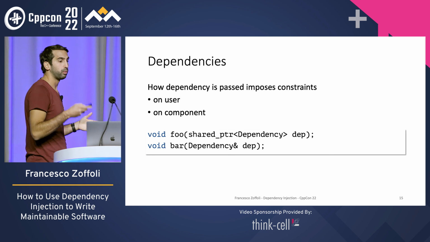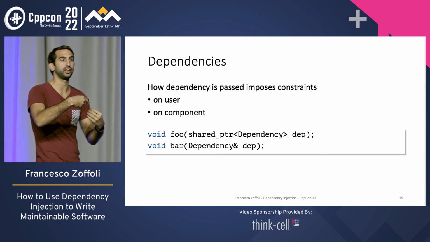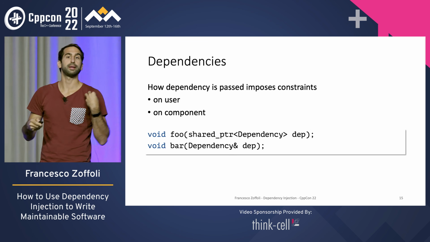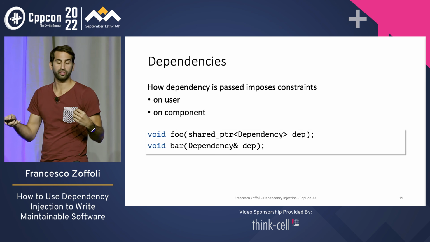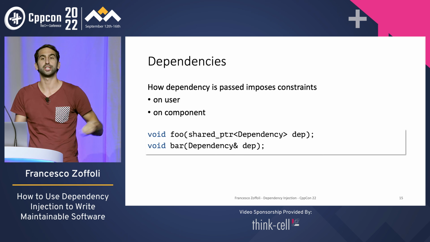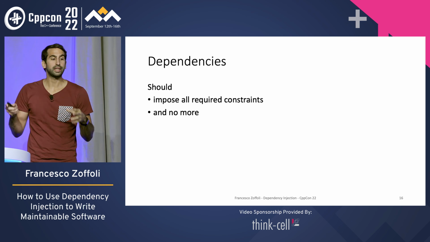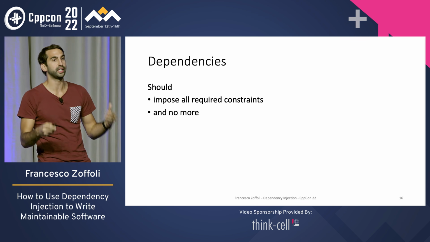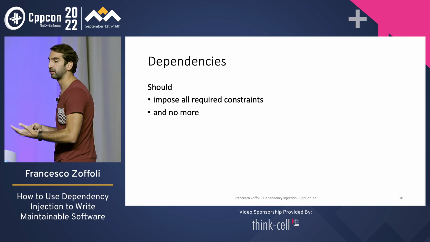On the other side, when we have bar, we just get the reference. So there's no constraint on the user, because everyone can give you a reference on an object. But then in the implementation, we have a more restricted set of functionalities, because, for example, we cannot store it or we cannot pass it to an API which requires a shared pointer. So a dependency should impose all the required constraints for its functionality and no more, because someone is paying for that cost.